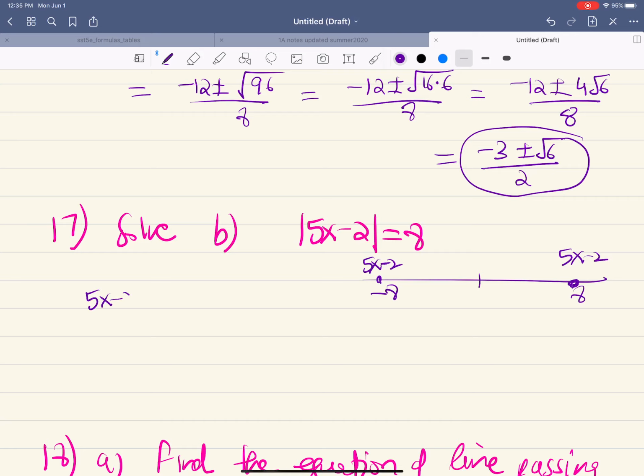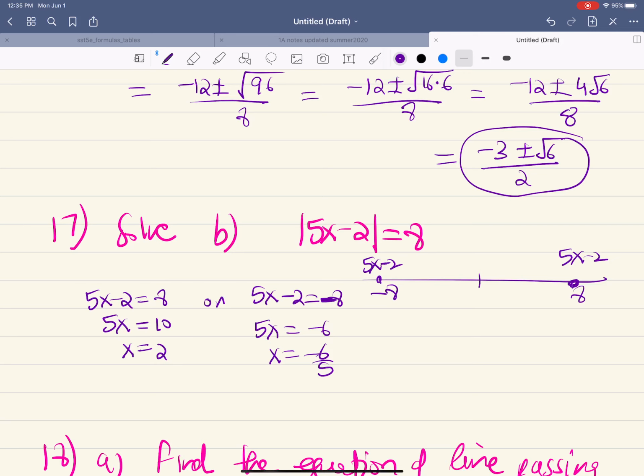So I'm going to say 5x minus 2 is equal to 8, or 5x minus 2 equals negative 8. So 5x minus 2 equals 8 gives me 10, x equals 2. From here, I get 5x equals negative 8 plus 2, which is negative 6. x equals negative 6 over 5.